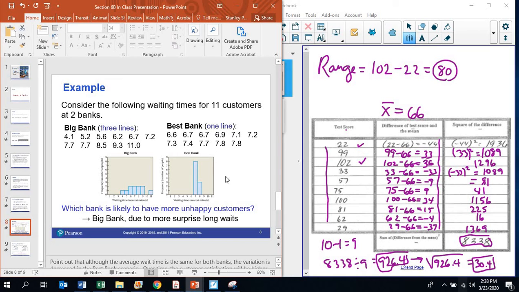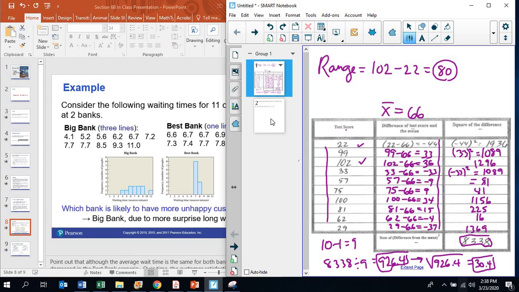And so the book comes up with the idea that Big Bank would have more unhappy customers because they might have to wait a really long time, and you don't really know. When you get to Best Bank, you know it's going to take 7 or 8 minutes to get to the teller, whereas at Big Bank you have no idea. You might get there in 4, you might get there in 11 based on this data. So what I want to do is show you how to calculate these quartiles and then what a box plot looks like out of that.